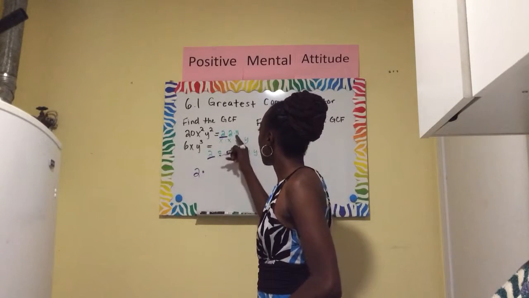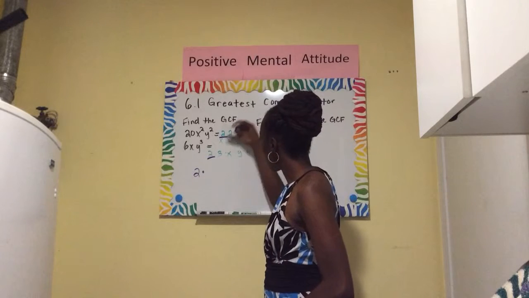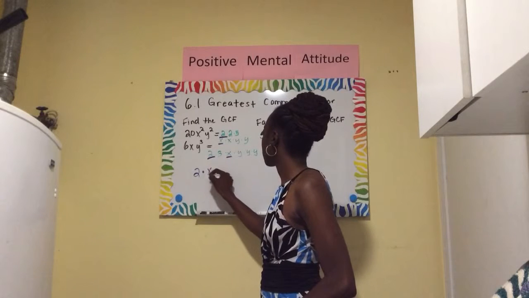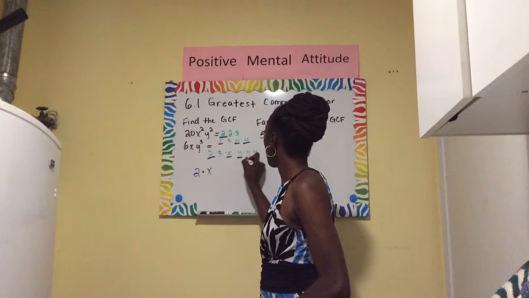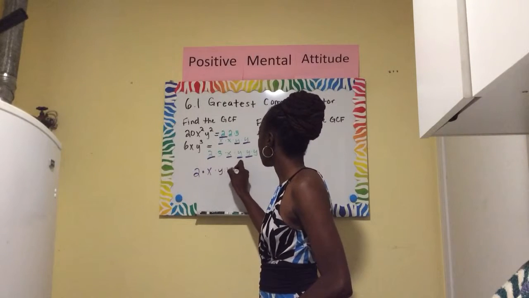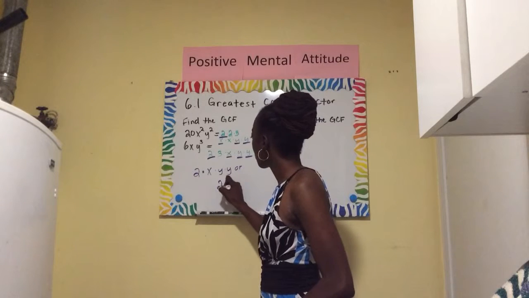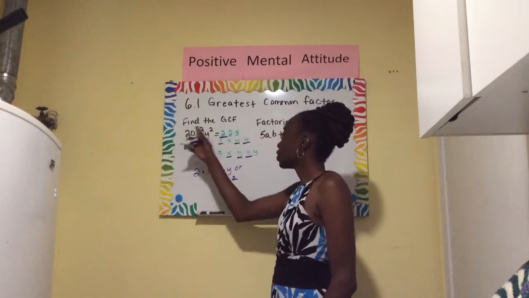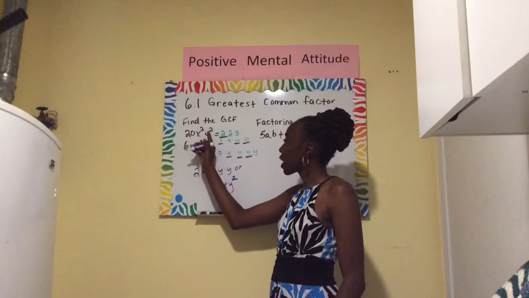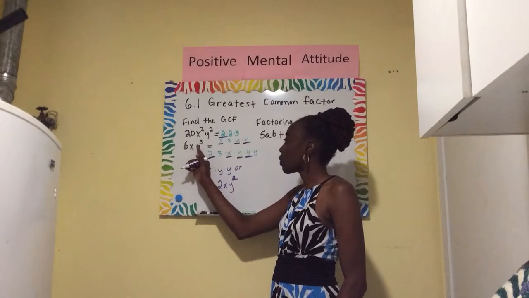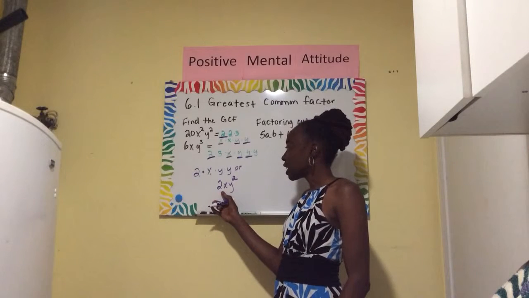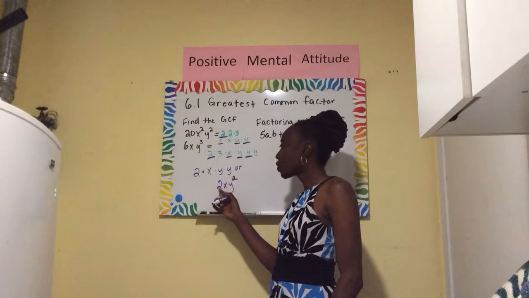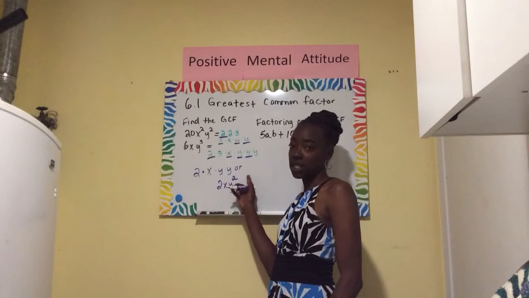So we see that we only have one 2 alike. Then we have one x alike. And then we have a y times y, or it'll be 2xy to the second. So the GCF between 20x squared y squared and 6xy to the third is going to be 2 times x times y times y, or you can write it as 2xy to the second.